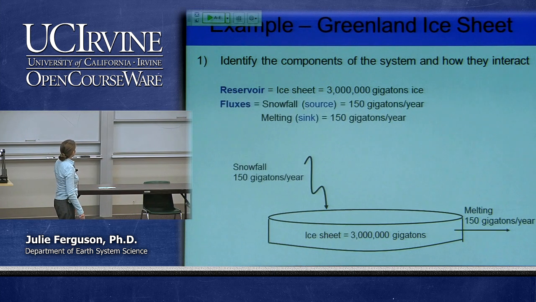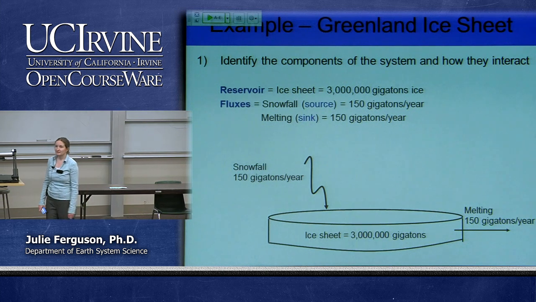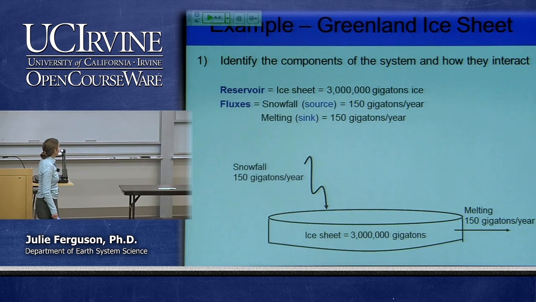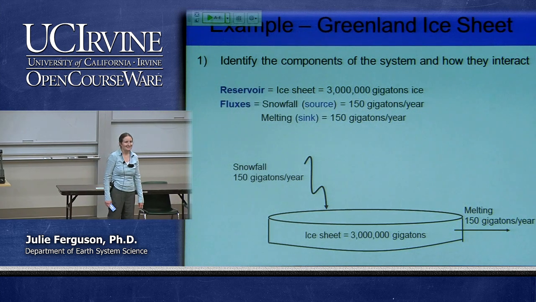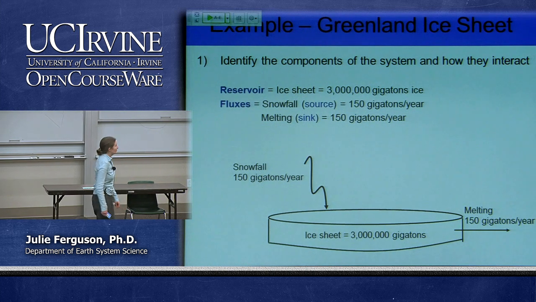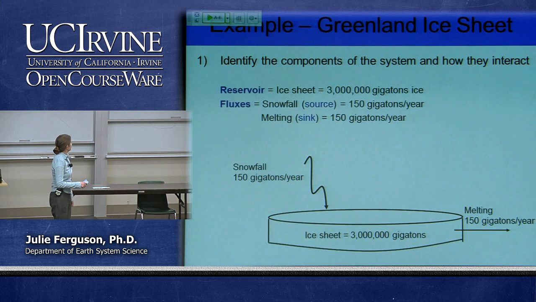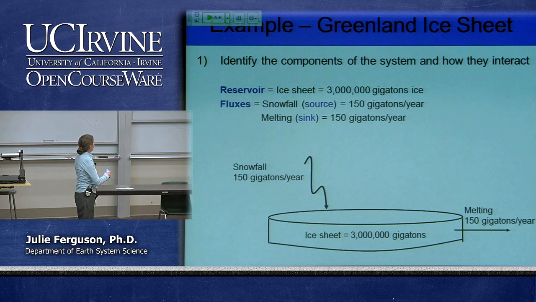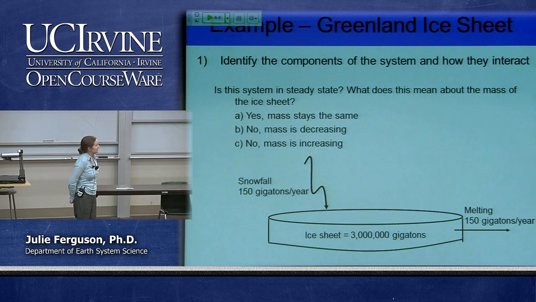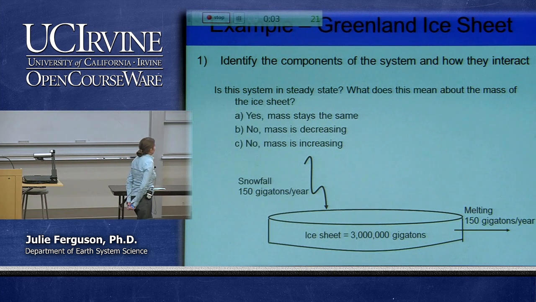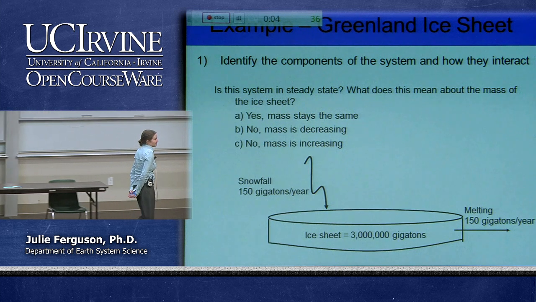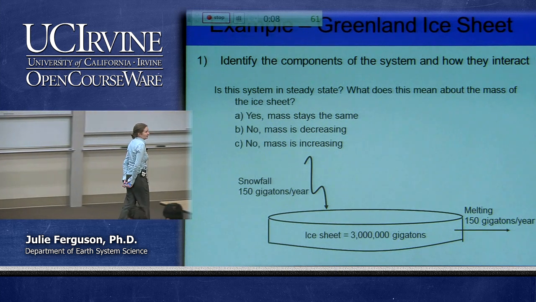So our snowfall is our source, and that's about 150 gigatons per year. And our melting is our sink from the ice sheet, and that's also, in my example here at least, about 150 gigatons per year. Okay? So my first IQ question of the day: is this system in steady state, and what does that mean about the overall mass of the ice sheet?